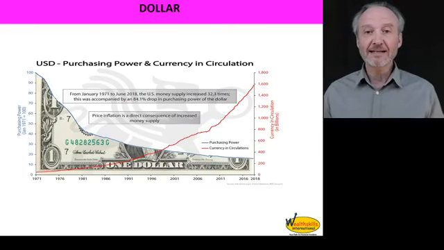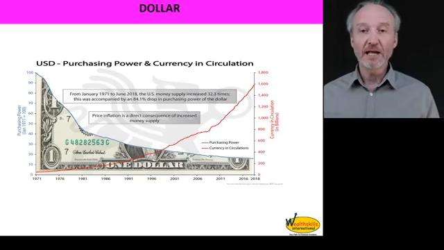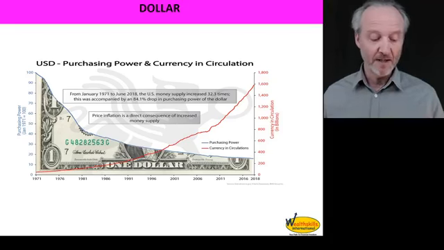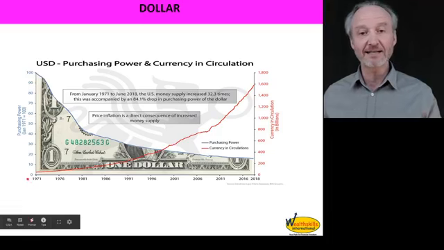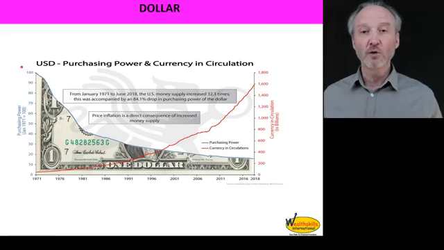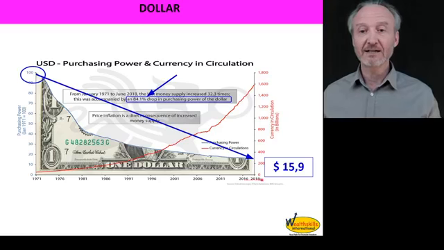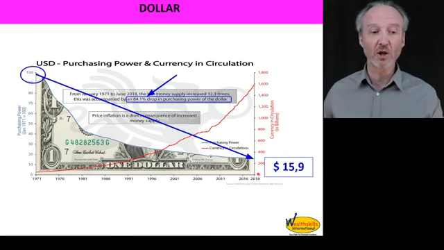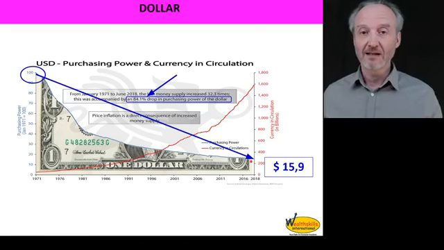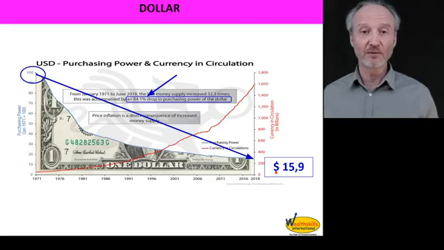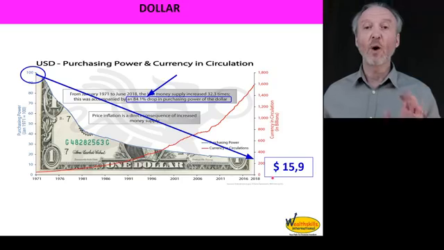Now, this is the purchasing power in regards to the currency in circulation. Let us see where we started. If you see here, this is 1971, and the dollar was worth $100. Look what happened to the purchasing power since then. This is the data from 2018, so now it's even lower. And what we can see here is that once $100 was worth $100, it is now worth less than $15.